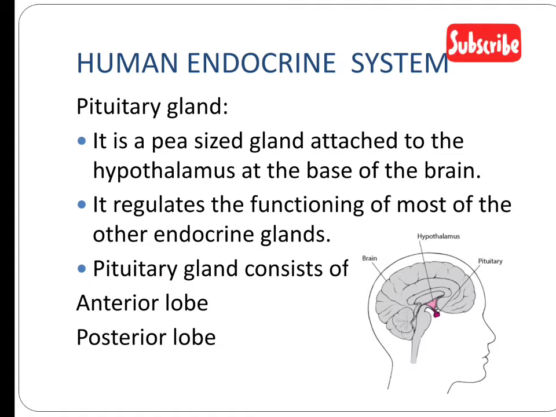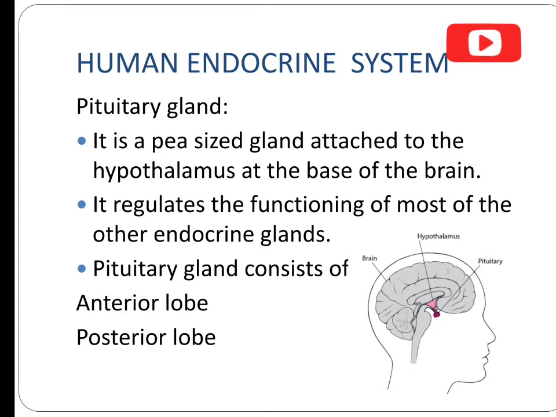This pituitary gland is the most important, or we can say the main gland, and it is a pea-sized gland that is attached to the hypothalamus at the base of the brain. You can see in the picture where the pituitary gland is attached, and this gland regulates the functioning of most of the other endocrine glands. You see the different endocrine glands, that is adrenal gland, pancreas, testes, ovaries. Their functions are also regulated by this pituitary gland.